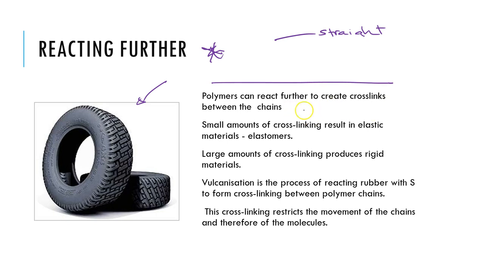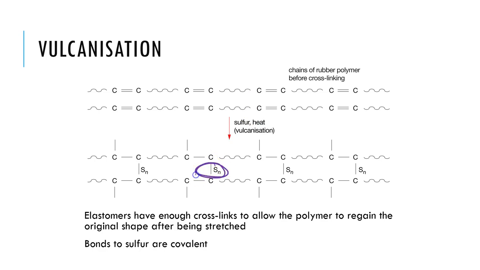Okay, so polymers can react further to create crosslinks between chains. So this is where we react the side groups, okay, further. So we can do chemistry on the side groups if we've added in hydroxyls or chlorines or things like that. Large amounts of cross-linking produce a rigid material, and then the one that we use for doing rubber is called vulcanization, where we cause cross-links to occur between sulfur atoms that are on the side chains of the polymer. You don't need to know this process in detail. It is just an example of further manipulation of polymer properties.